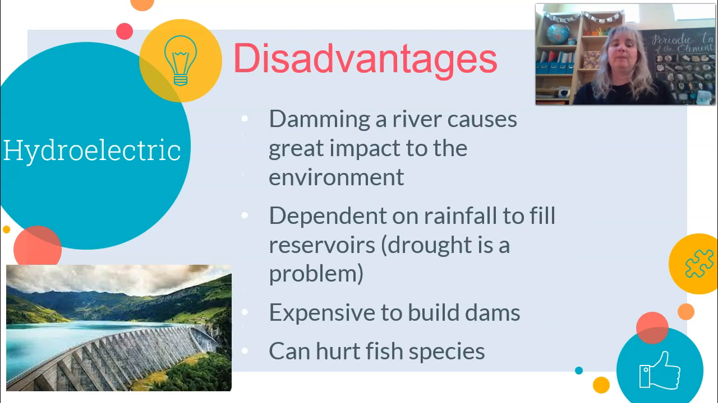Disadvantages. When you build a dam to begin with, it causes a lot of impact to the environment and the habitats for the animals that live around there. It is also dependent on rainfall. So if you're having a big drought for many years, you could run into problems with this kind of energy if you don't have enough water flowing through the rivers. It's expensive to build dams, and it can hurt fish species that are moving through this river, through the turbines, the moving blades that are creating the electricity. So it can hurt fish species that are moving through those dams.